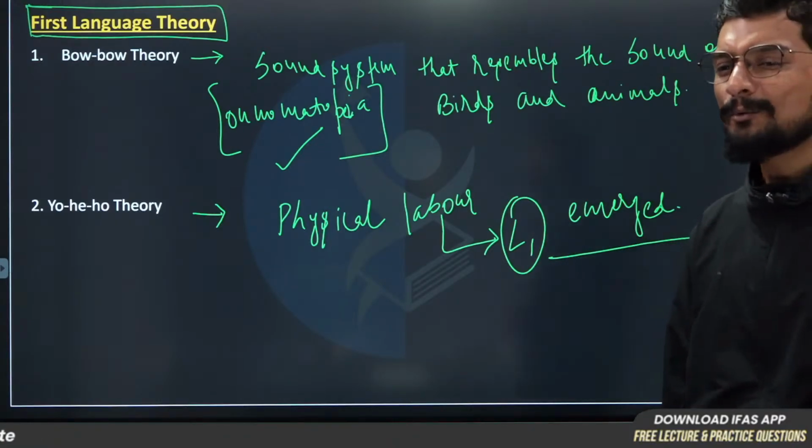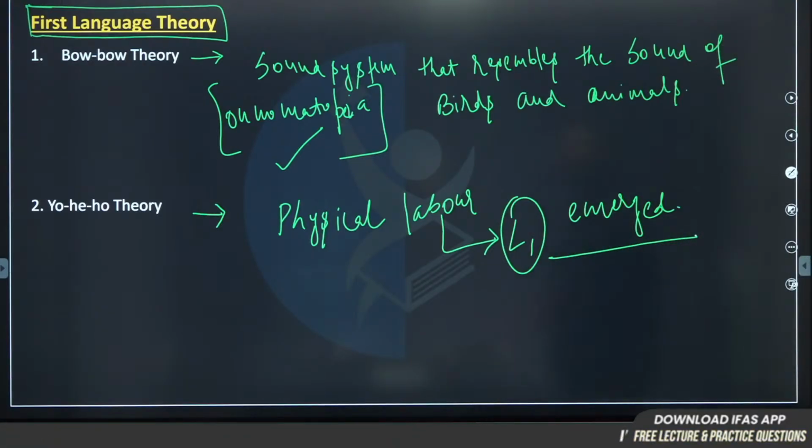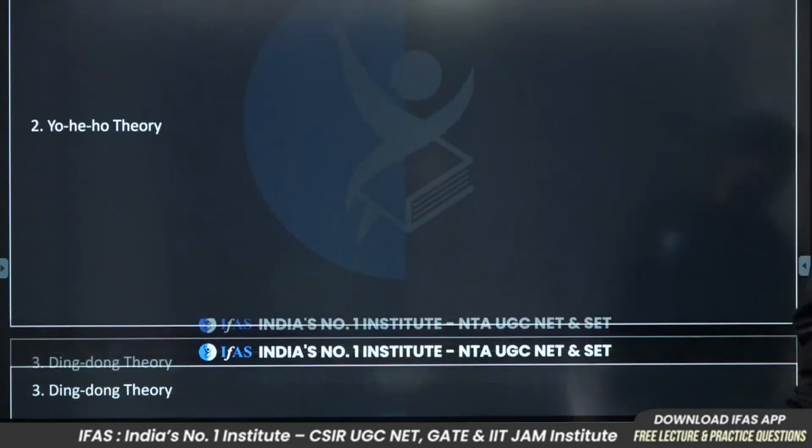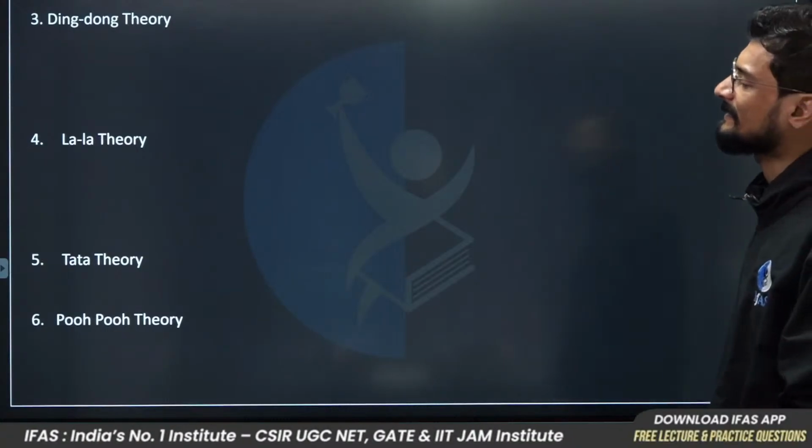So quickly take a screenshot. We are just going to have a quick look, because these questions can be asked in your match-the-column form. There will be one question where they will give you Bow-wow theory, imitation of sound, and Yo-yo theory, imitation of the physical action. Yeah, very good, Rani. So these kinds of questions will be prominent. Take a screenshot, and now we will quickly move on to the next theory, that is the ding dong theory.